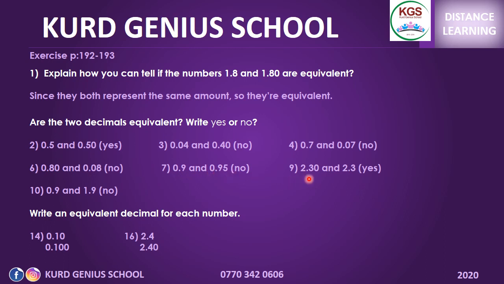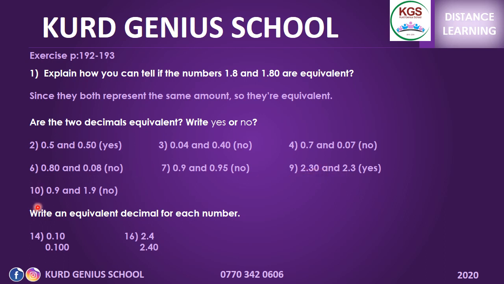Number 9. 2 and 30 hundredths with 2 and 3/10ths. Are these two numbers equivalent? Yes. How? They both have an equal whole number part, 2. When we come to the fractional part, look, this is 3 parts out of 10 parts. This is 30 parts out of 100 parts. So 30 out of 100 and 3 out of 10 are the same. So yes, they are equivalent.